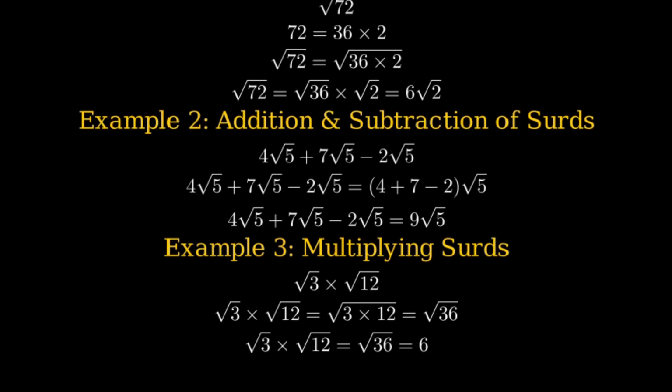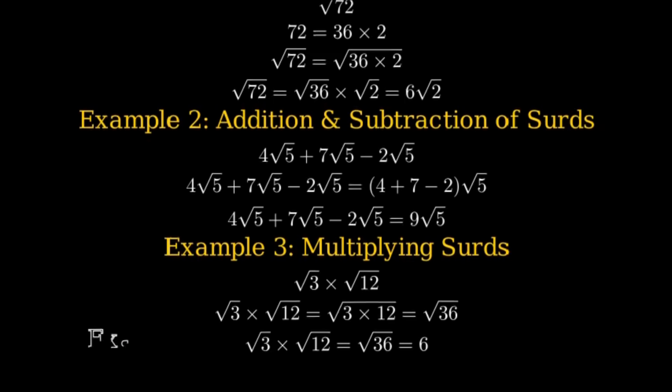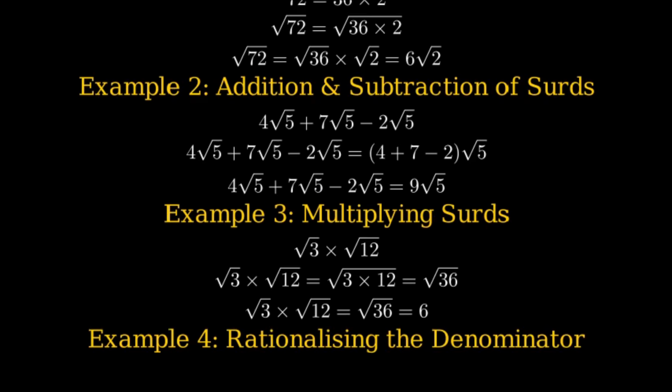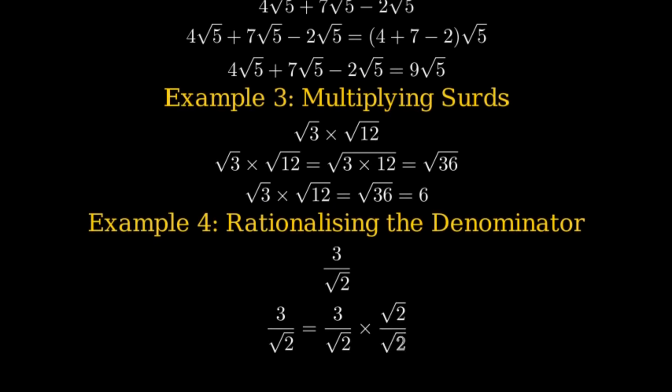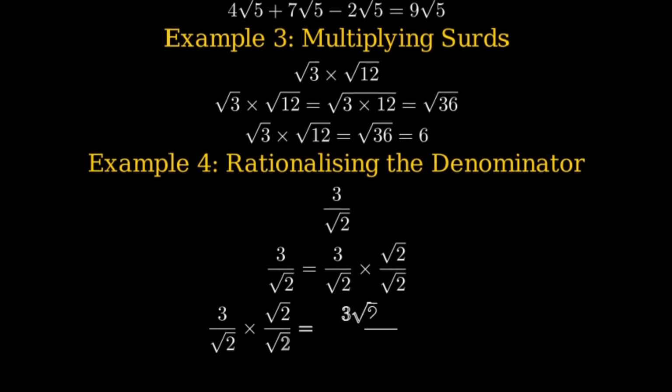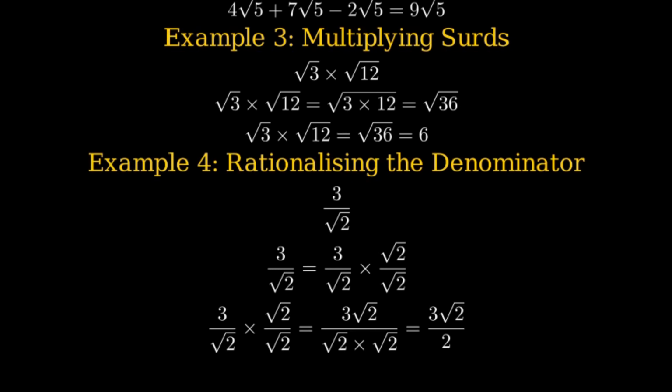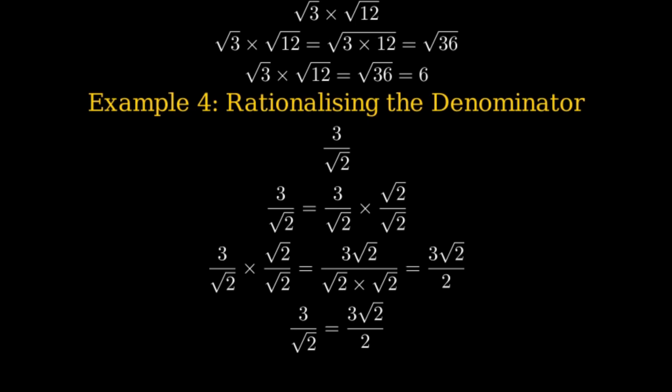In example 4, we'll learn an important technique called rationalizing the denominator. We have the fraction 3 divided by root 2. When we have a surd in the denominator, we multiply both the numerator and denominator by the same surd to eliminate the surd from the denominator. We multiply both top and bottom by root 2. In the numerator, we get 3 times root 2. In the denominator, we get root 2 times root 2, which equals 2. So our answer is 3 root 2 over 2.